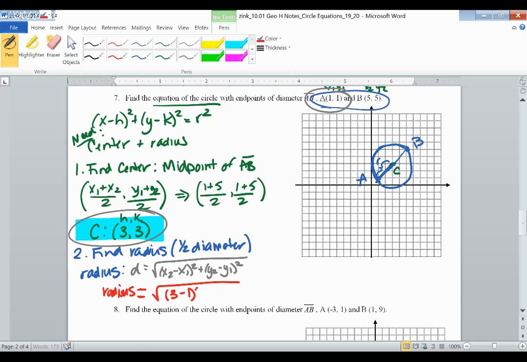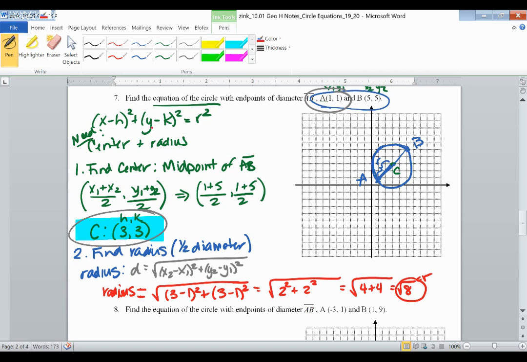So 3 minus 1 quantity squared plus 3 minus 1 quantity squared. And that gives me 2 squared plus 2 squared. I don't need the parentheses around those 2's. You can put them, but you don't have to because they're not negatives. And 4 plus 4 is 8. So now this is a lot easier for me to square when I put it back into my formula.